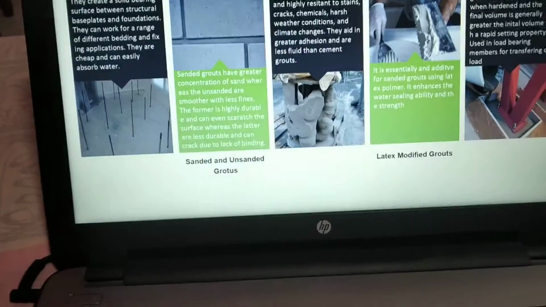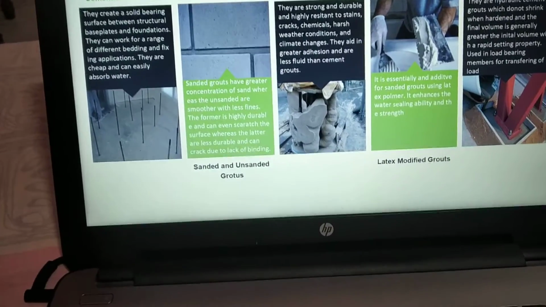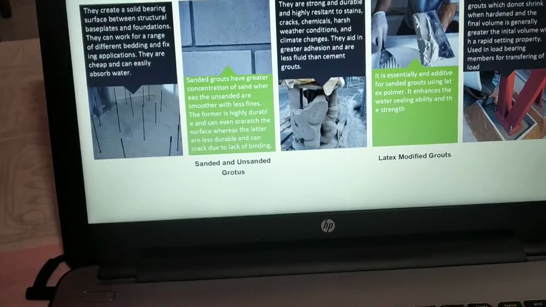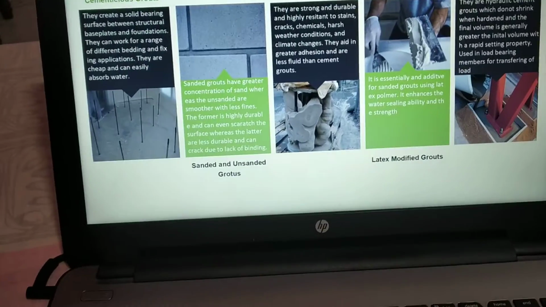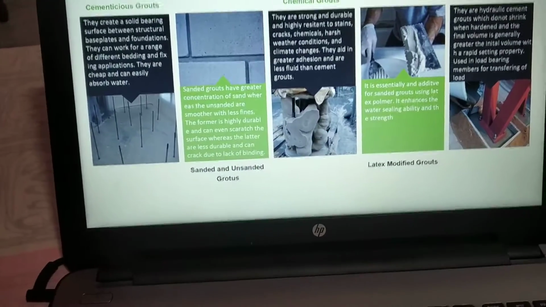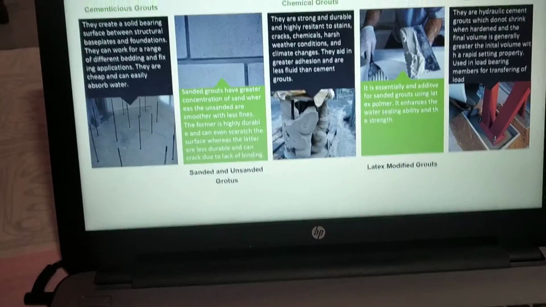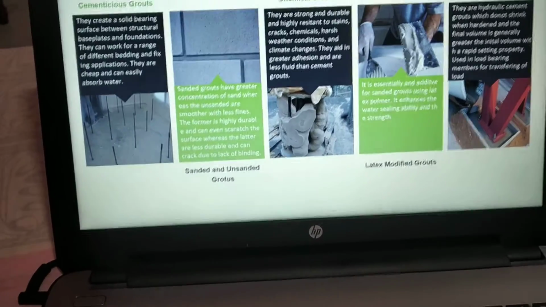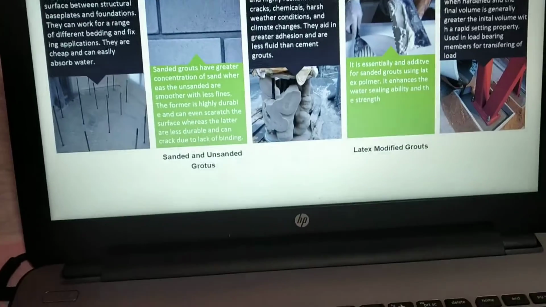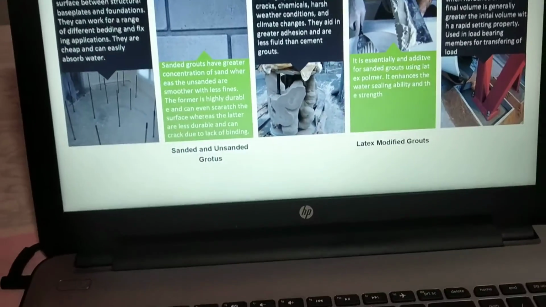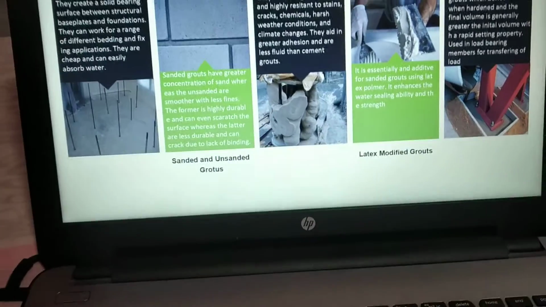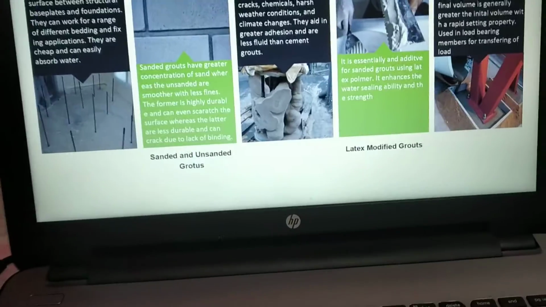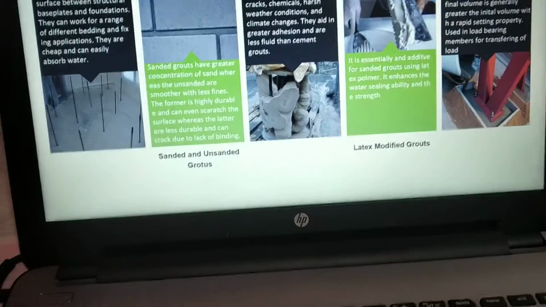The non-shrink grouts are also a type of the cement grouts which consist mainly of the hydraulic cement, which is the Portland cement, and do not shrink when hardened. That is, the final volume is generally greater than the initial volume, with a rapid setting time of about 2 to 5 days. They are generally used for load bearing members and for transferring the loads.